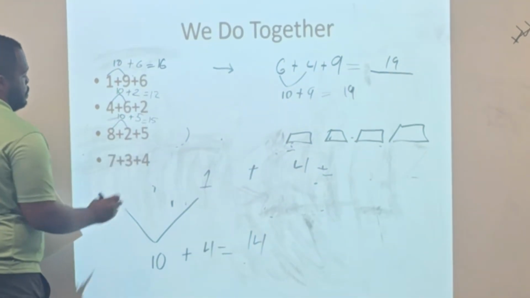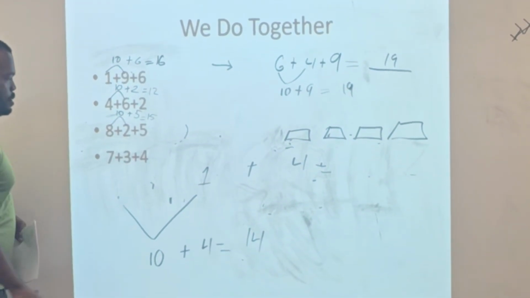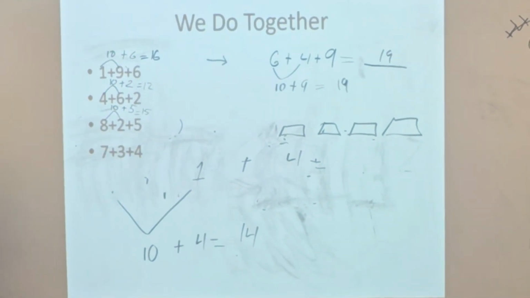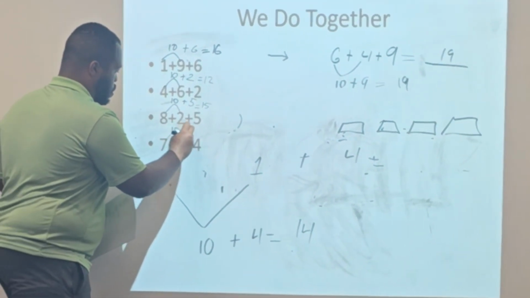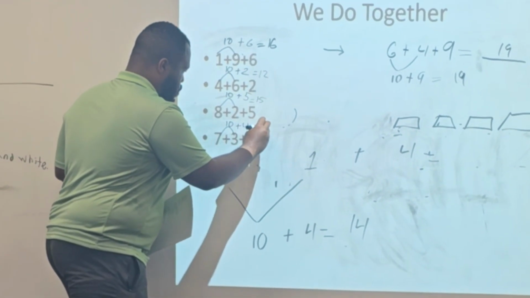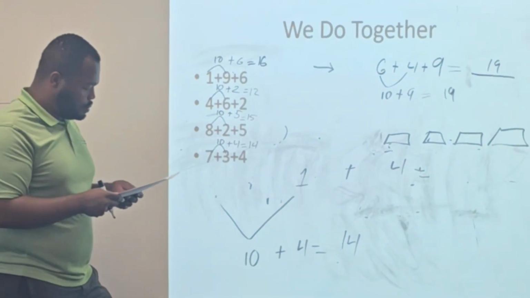15, good job. Alright, what about right here? 7 and 3. What does that give us? 10. 10 plus the 4 equals 14. Good job, everybody.